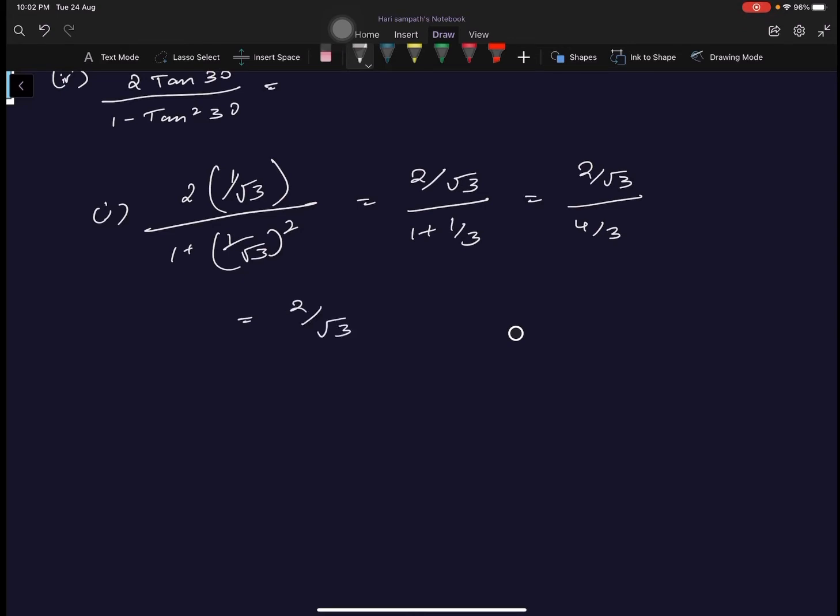So 2 by root 3 into 3 by 4. When you get it up, 4 by 3 becomes 3 by 4, like when you are taking it up to the top. They cancel each other out, and I'll rewrite 3 as root 3 into root 3, because root 3 into root 3 equals root 3 square, which equals 3. So it will become root 3 by 2. That is the answer.